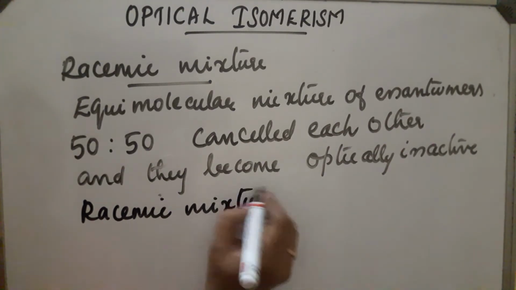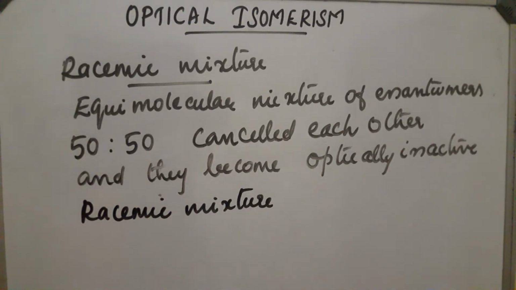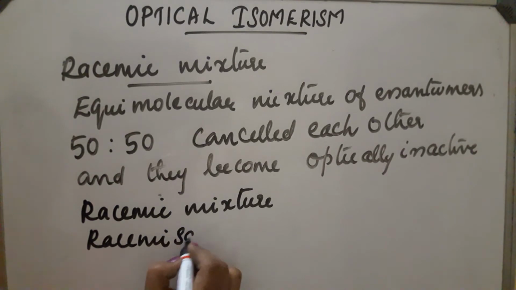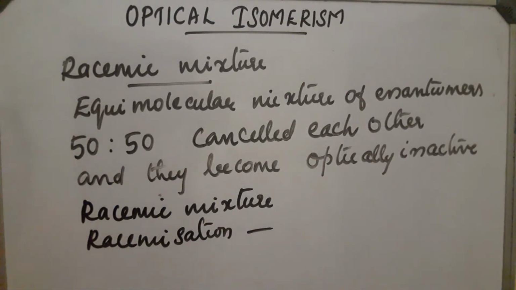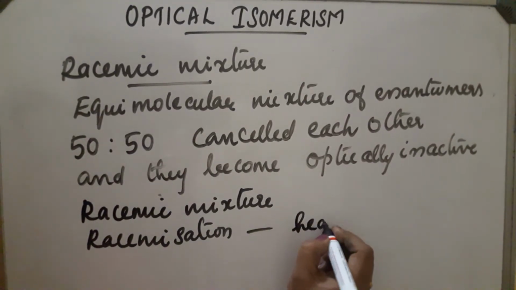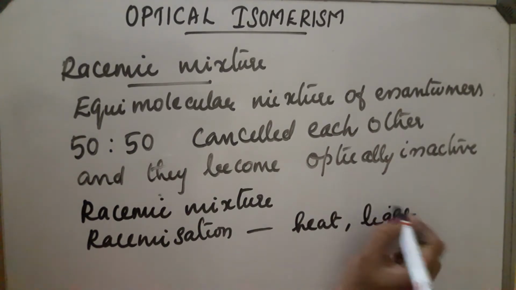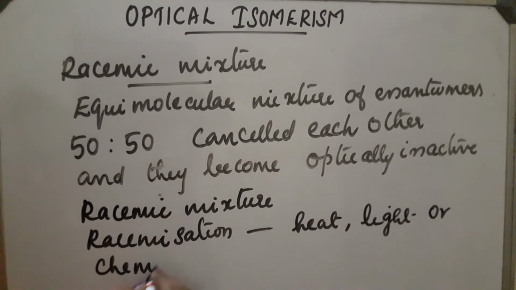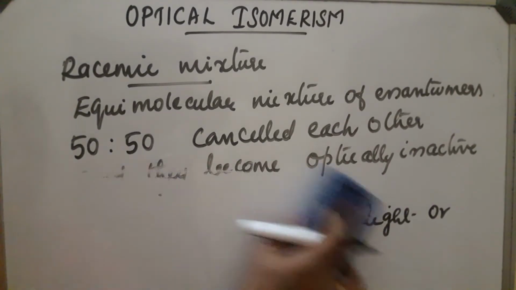And this process of converting the compound into a racemic mixture is known as racemization. This racemization can be done by heat, light or chemical reagents. So optically active compounds can be converted into a racemic mixture with the help of heat, light or chemical reagents. Now next is retention. Retention means retaining its configuration.